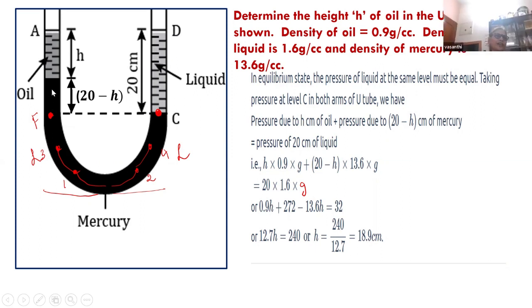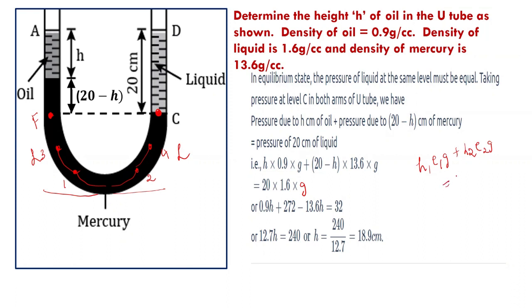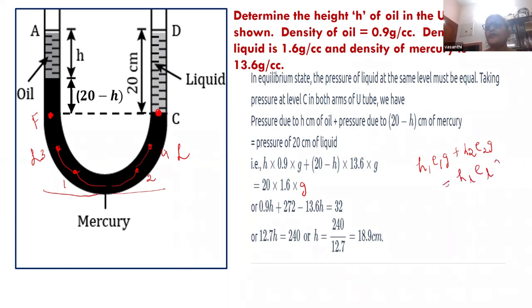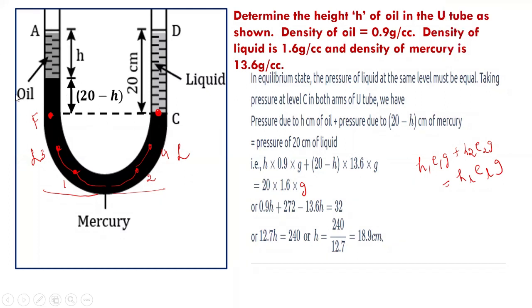Because of h rho g, see here, actually it is like this: h1 rho1 g plus h2 rho2 g is equal to h of liquid into rho of liquid into g. That is the formula we are using. So the greater the density, the lesser the height needed to give the same pressure. The pressure depends also on the density of the liquid. It's an interesting problem. You can expect many problems based on this in competitive examinations.